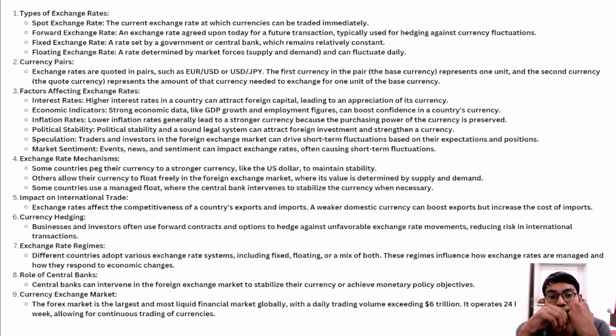Speculation: traders and investors in the foreign exchange market can drive short-term fluctuation based on expectations and positions. Market sentiment: event and news sentiment can impact exchange rates, often causing short-term fluctuation. Exchange rate mechanism: there are different types of mechanisms used in exchange rates. Some countries peg their currency to a strong currency like the US dollar to maintain stability. Others allow their currency to float freely in the foreign exchange market, where its value is determined by supply and demand. Some countries use a managed float, where the central bank intervenes to stabilize the currency where necessary.